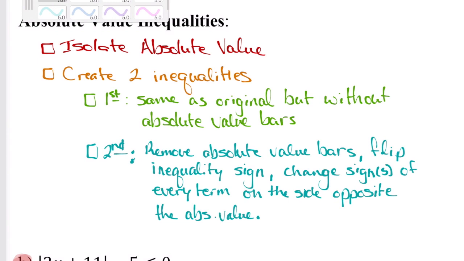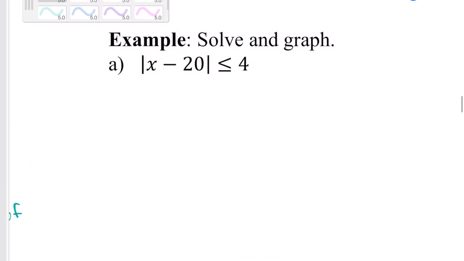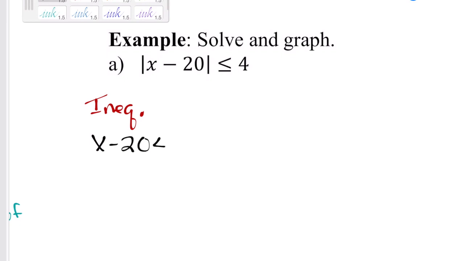I think it makes more sense, at least to me, because I'm a visual person. It makes more sense if I just write it out and explain it than if I try to write it down in words. So over here, my absolute value symbol is already isolated. I'm going to have my first inequality, and it's basically going to be the same thing that's already there, just without the absolute value symbols. So that's my inequality number 1.